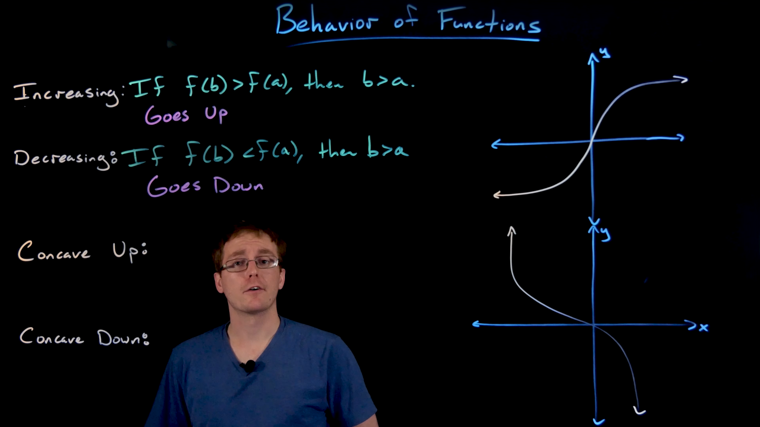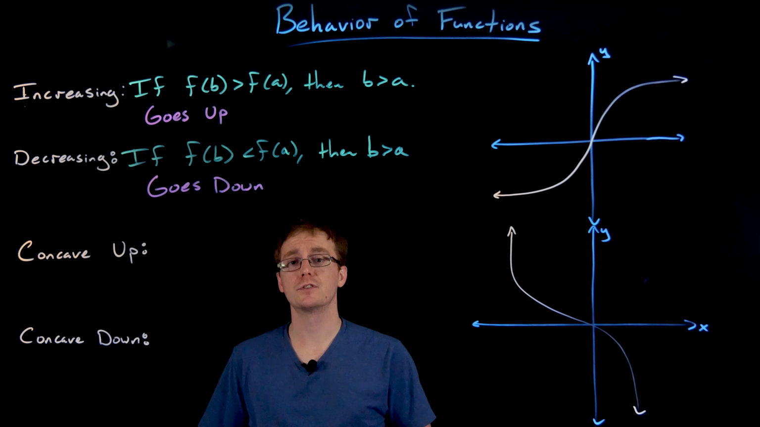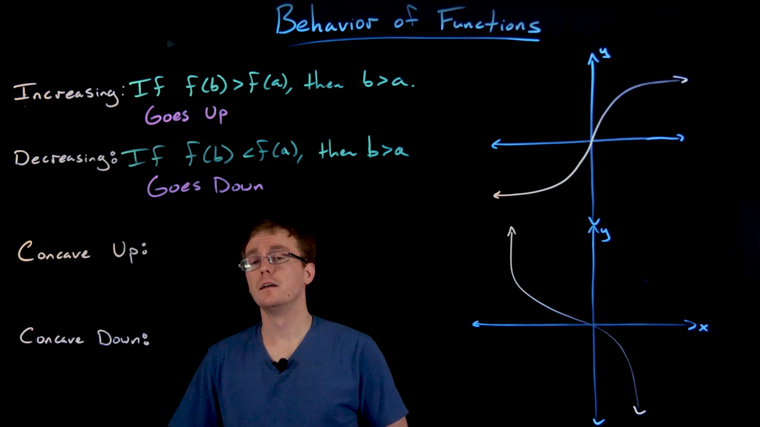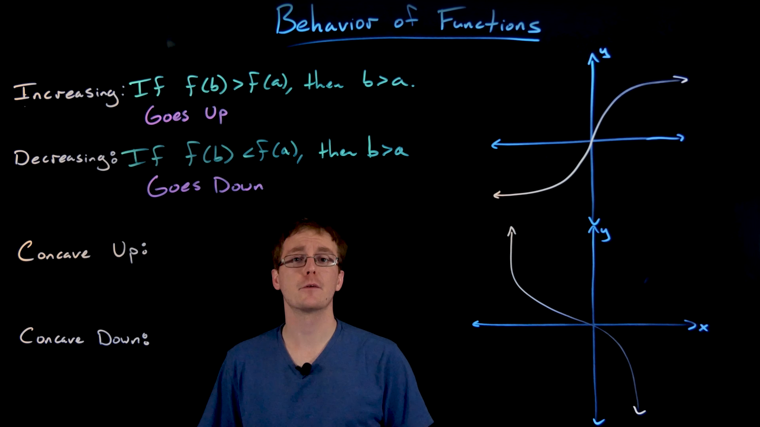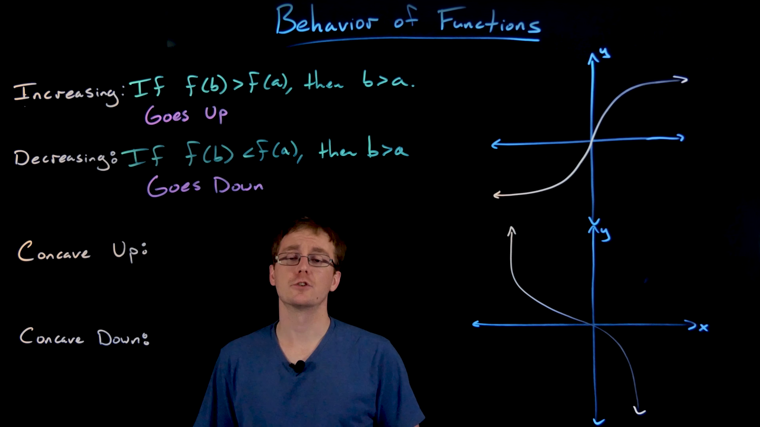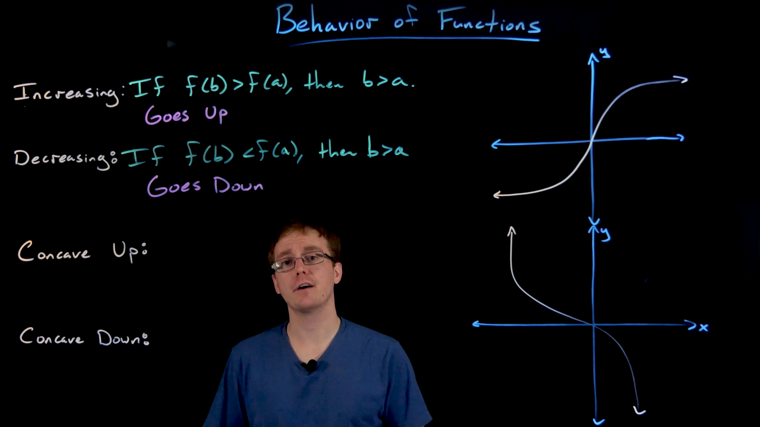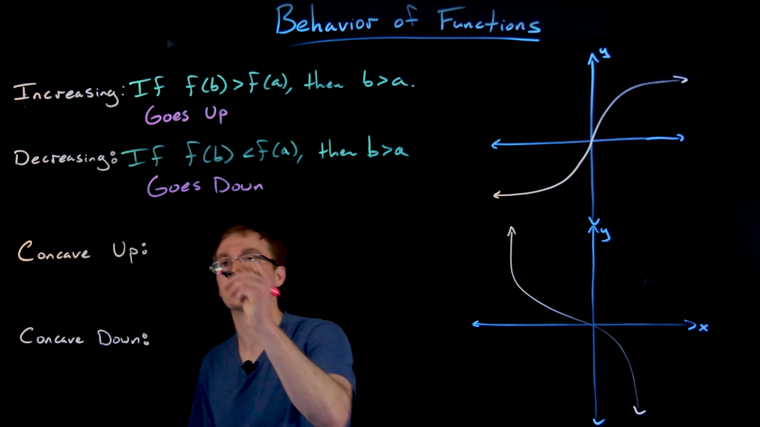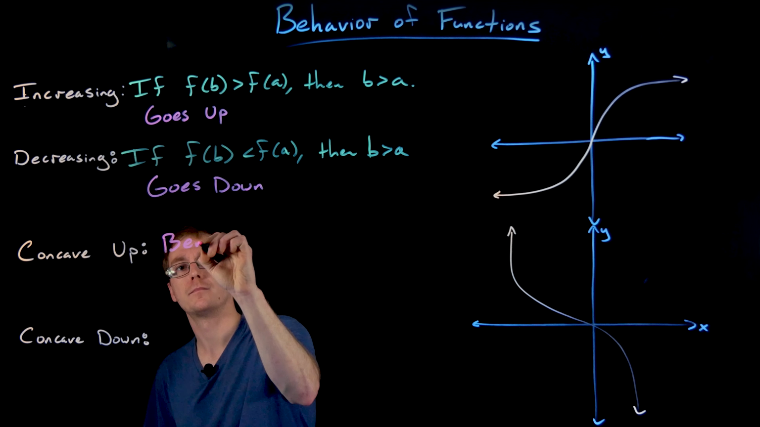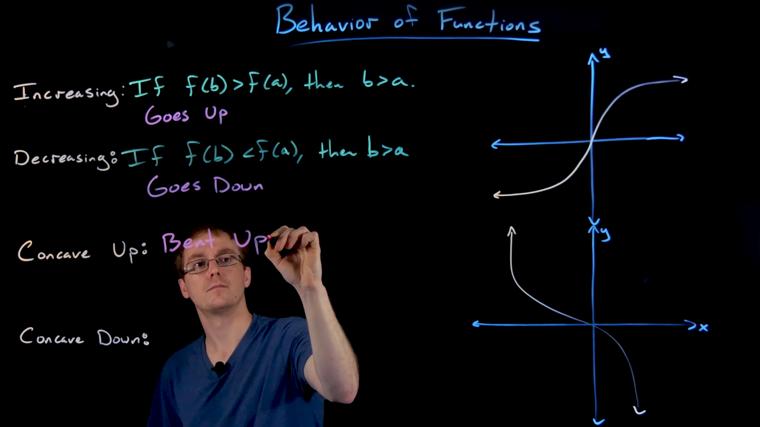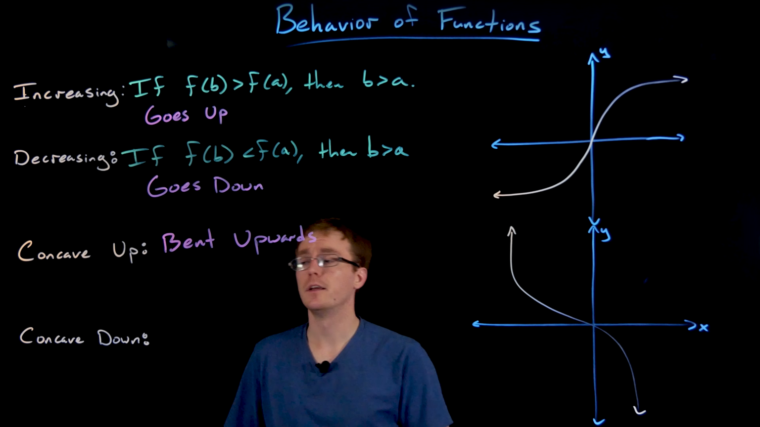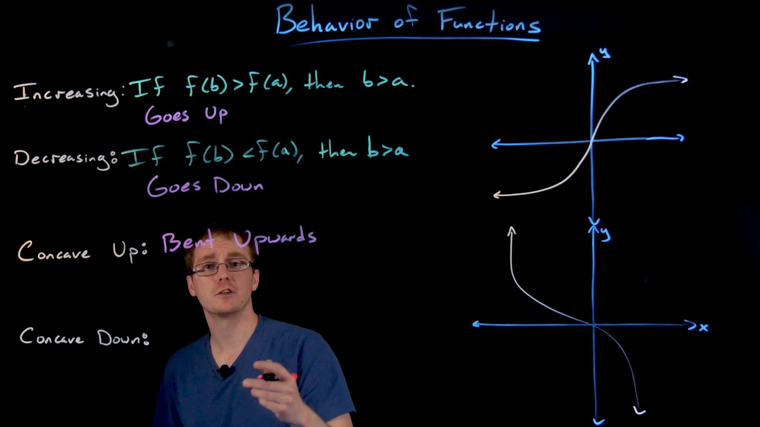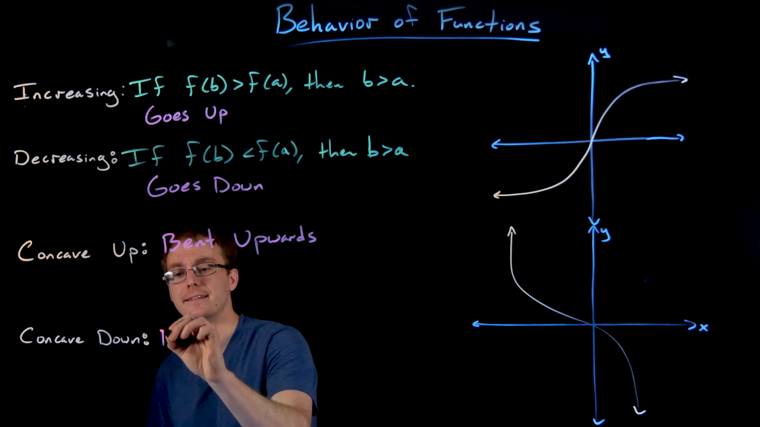Up next, I want to talk about concavity, and this might be a new set of terminology for some of us. So let's start with the informal description of concavity, and then we'll formalize it. We say a graph is concave up if we visualize that curve as being bent upwards. While we are concave down on an interval where the curve for our function is bent downwards.